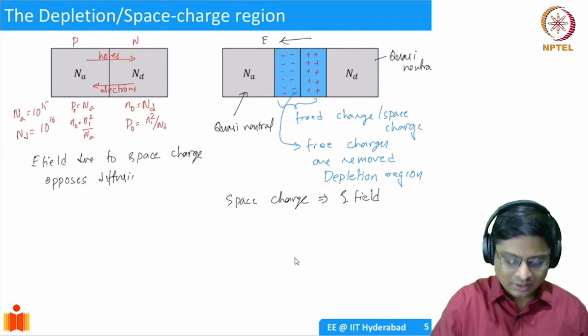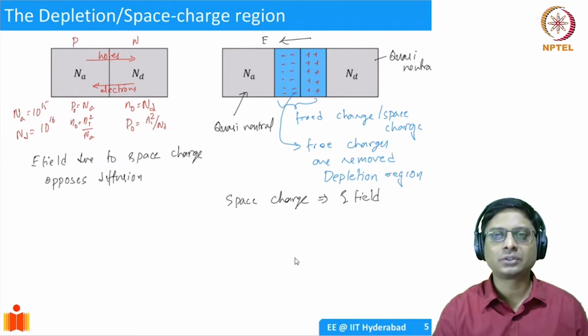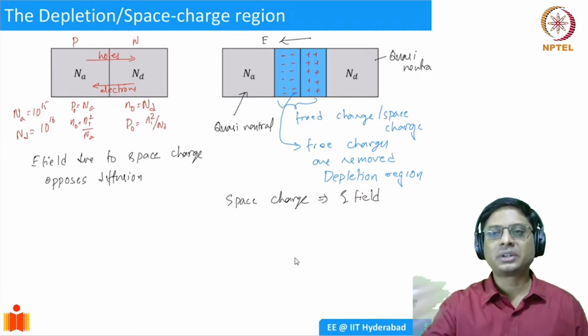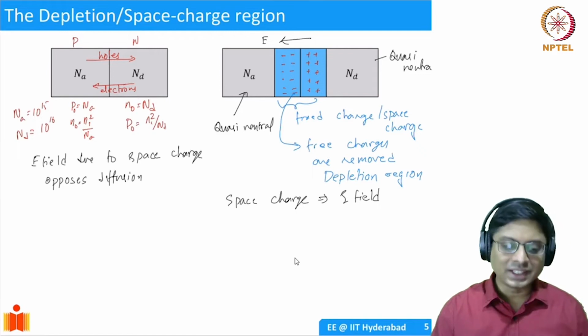Okay, why? Because diffusion is driven by the concentration gradient. So there is an excess of holes on the p side, so they will try to get to the n side. But once this depletion region is formed, the electric field opposes further flow of holes. Similarly, it also opposes the flow of electrons from the n side to the p side. So because of that, an equilibrium is reached.